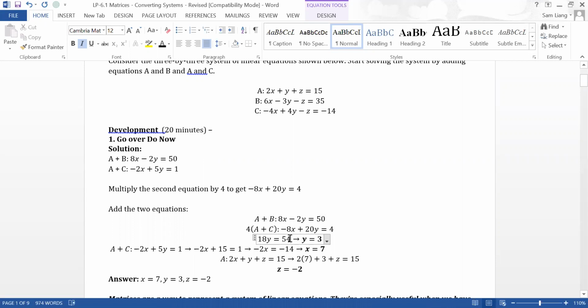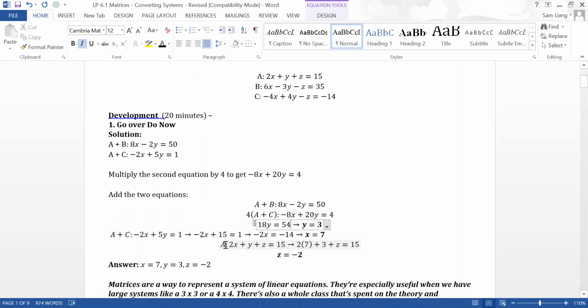Now that we know y equals 3, we can solve for the other two variables. From this equation, A plus C, we can plug in y. So negative 2x plus 5y equals 1. Plug in y equals 3, we get negative 2x plus 15 equals 1. Solving further, we subtract 15 from both sides. We get negative 2x equals negative 14. Then x equals 7.